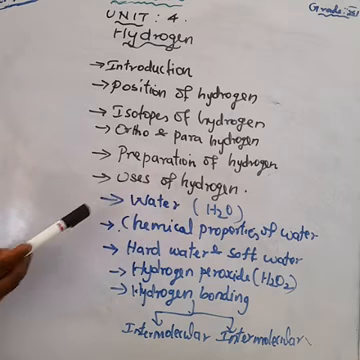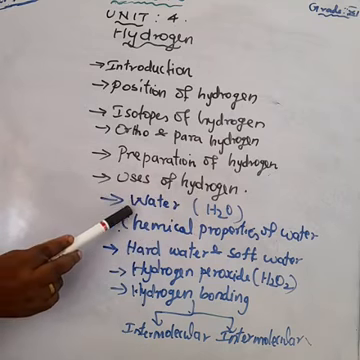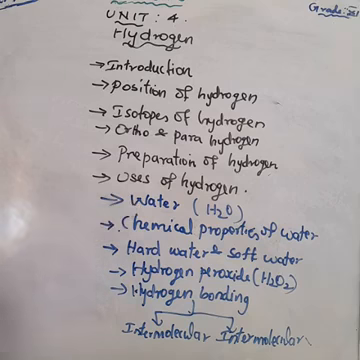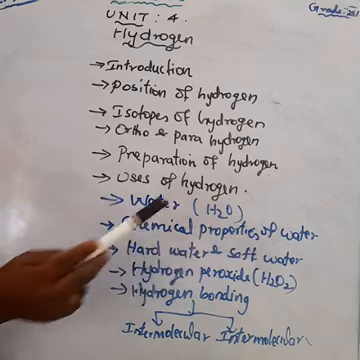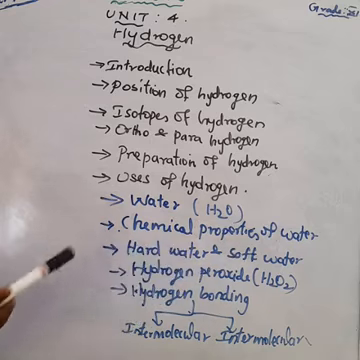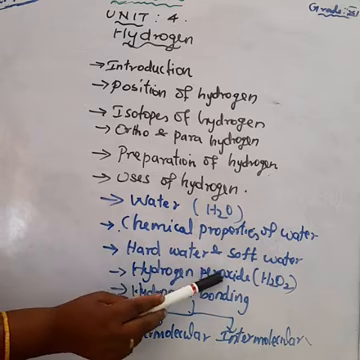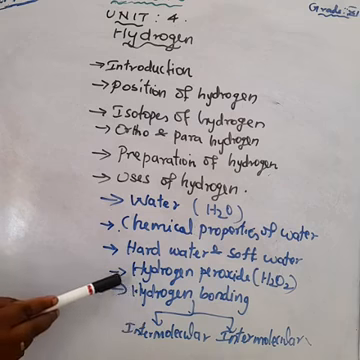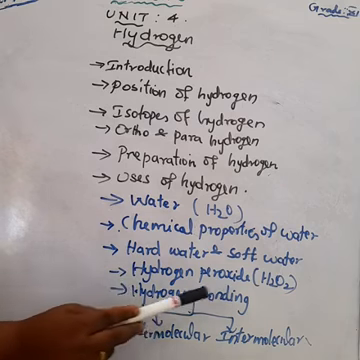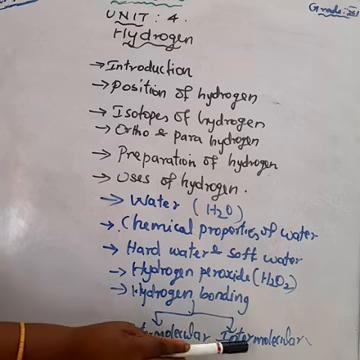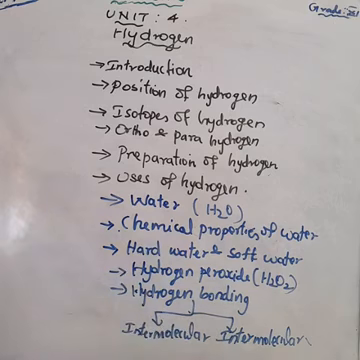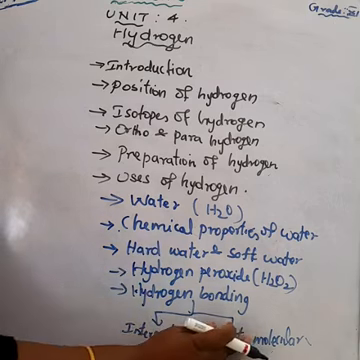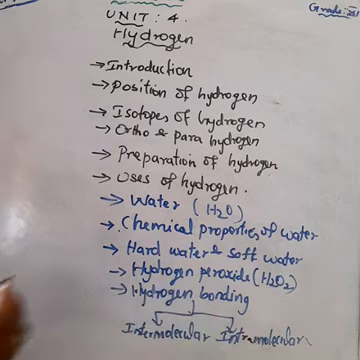After that, we're going to study about water, chemical properties of water, hard water and soft water, and hydrogen peroxide preparation and uses, and structure of hydrogen peroxide. After that, hydrogen bonding, intermolecular hydrogen bonding, intramolecular hydrogen bonding. That's all we are going to study in this unit.